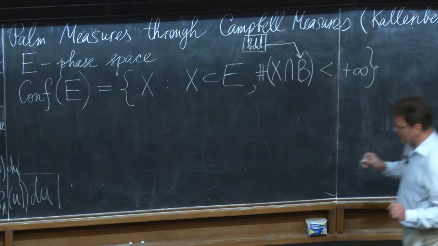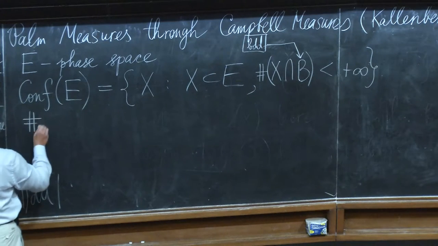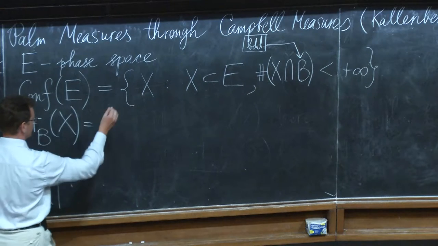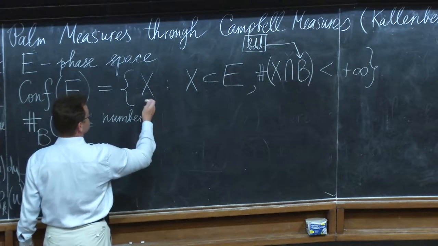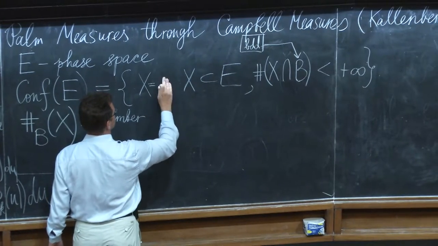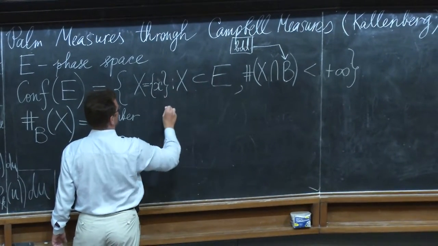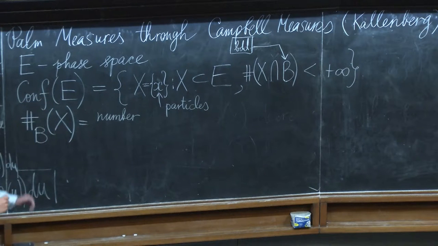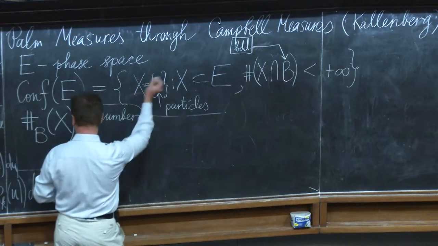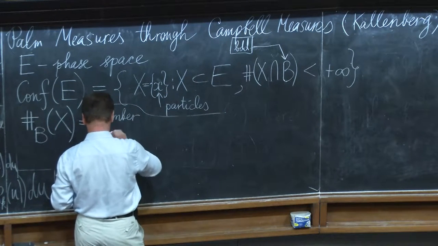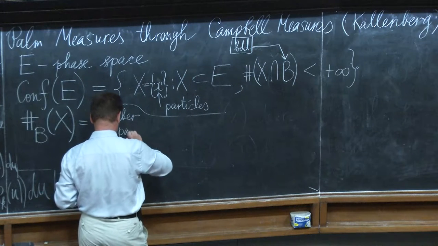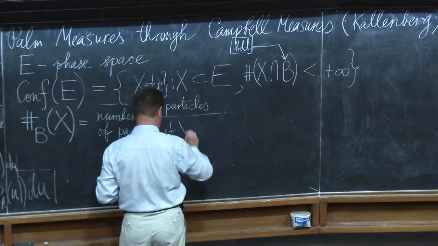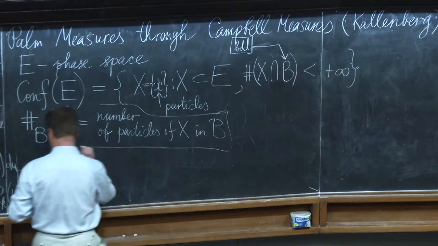It will be convenient for me to introduce notation. This one, hash B of X, is precisely the number of points of the set X in B. Points of the set X are called particles. I can even write it like this: X is the set of some small x, and these x are called particles. So these are configurations of particles, and every bounded set contains only finitely many particles. In fact, we do not expect infinitely many phone calls to arrive at a phone station at the same time. The number of particles of X in B.